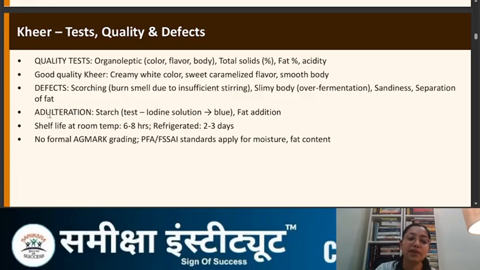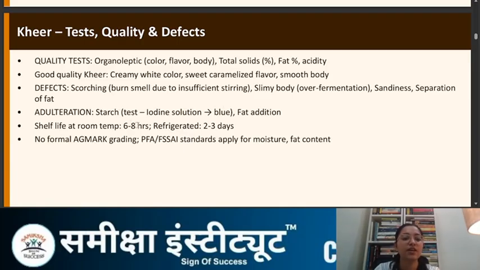How will we evaluate whether starch has been added in the case of kheer or not? The basic test is the iodine test. The iodine test is used for checking adulteration of starch. Then fat addition and so on; all these adulteration tests will be studied later on.